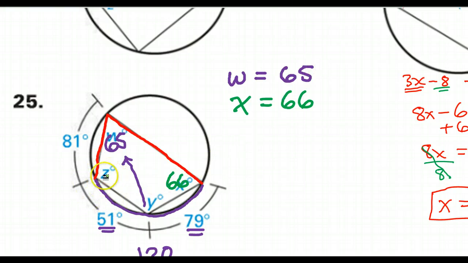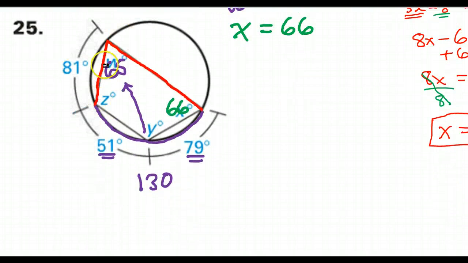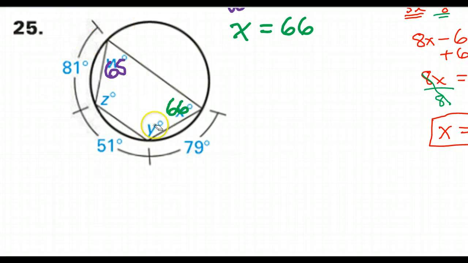All we have to do now is find angle Y and angle Z. I don't have to do anything fancy to find them. I can use what we've been talking about just recently. Opposite angles should be supplementary when you have a quadrilateral inscribed in a circle. So what I'm saying to you is that these two angles are opposite angles, the 65 and the Y, for example. These are opposites. So if I add them, I should get 180.